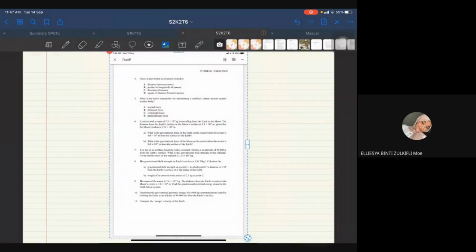We try to do the simple one. Saya nak buat force tu, tapi force tu panjang sikit. So saya rasa maybe kita boleh buat gravitational field strength dulu. We're going to try question number 7.